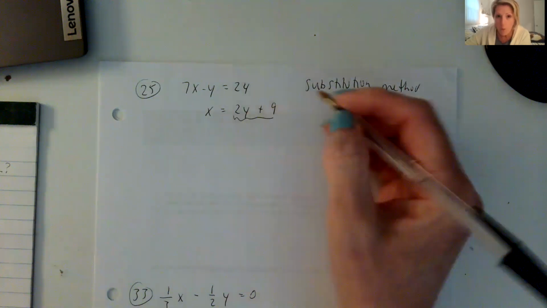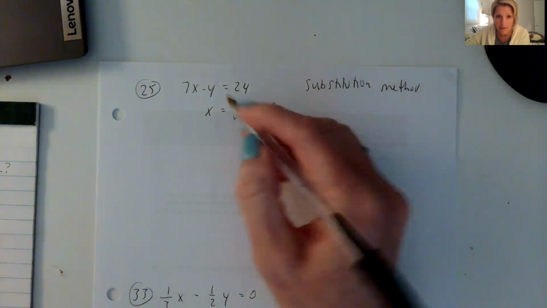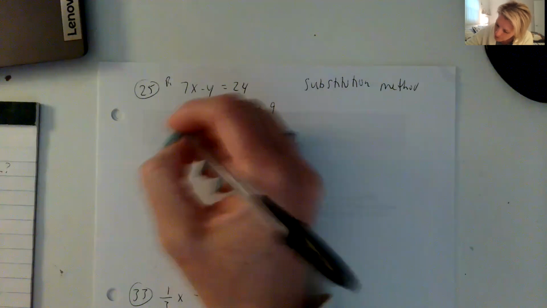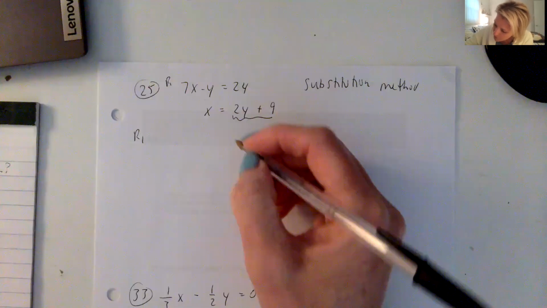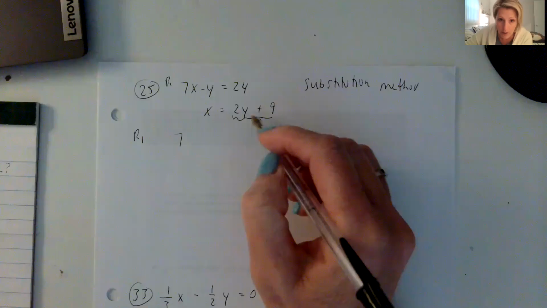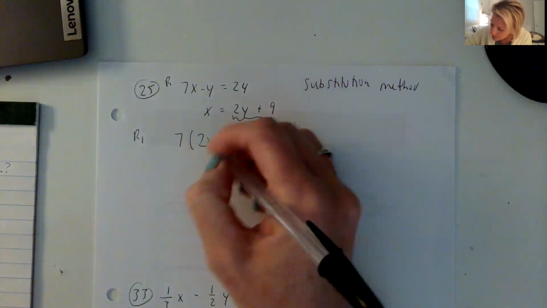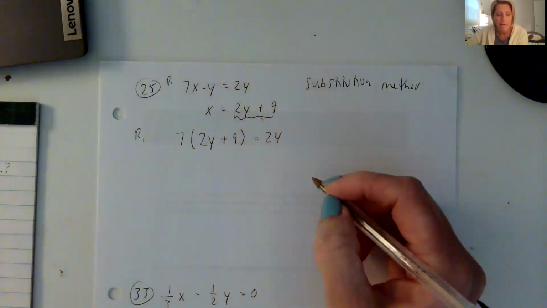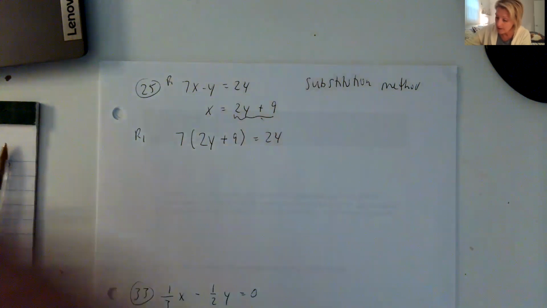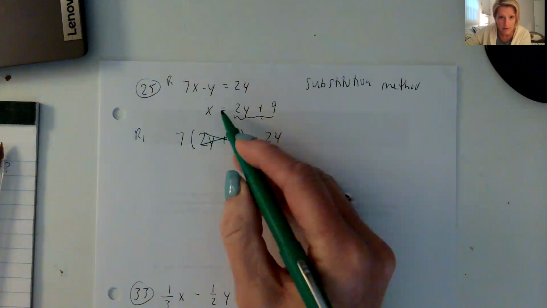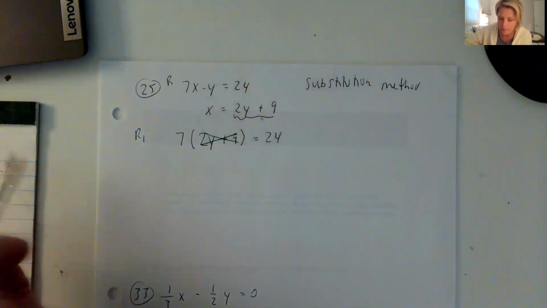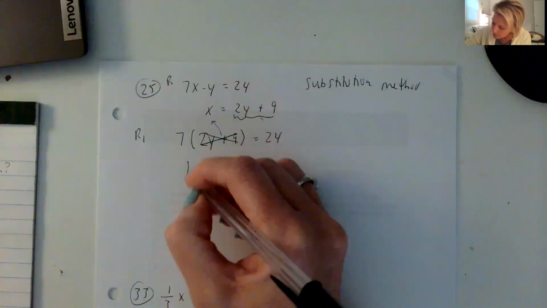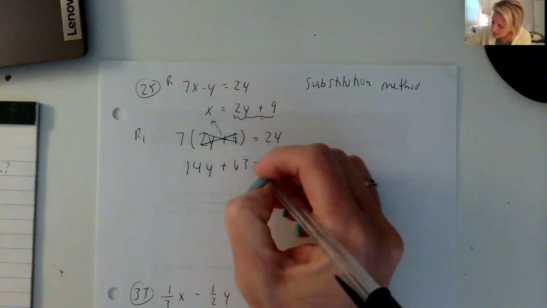So I'm going to take how I know to make x, and I'm going to replace it into row 1. So whenever I see x, I'm going to replace it with 2y plus 9. 2y plus 9 equals 24. This is x, right? I'm not crossing out, but that is x right there. Okay, so then I'm going to distribute through my 7. So I have 14y plus 63 equals 24.